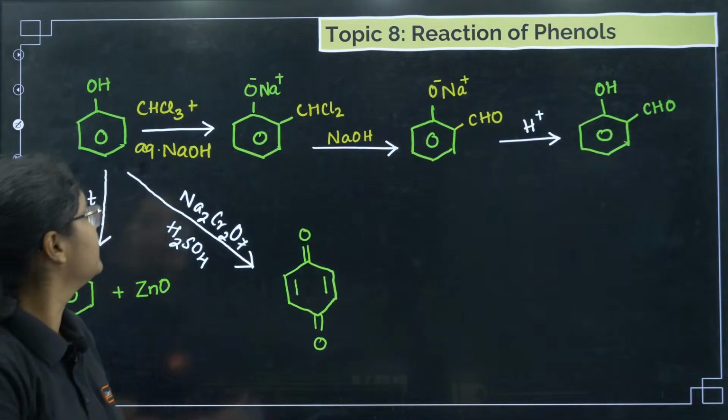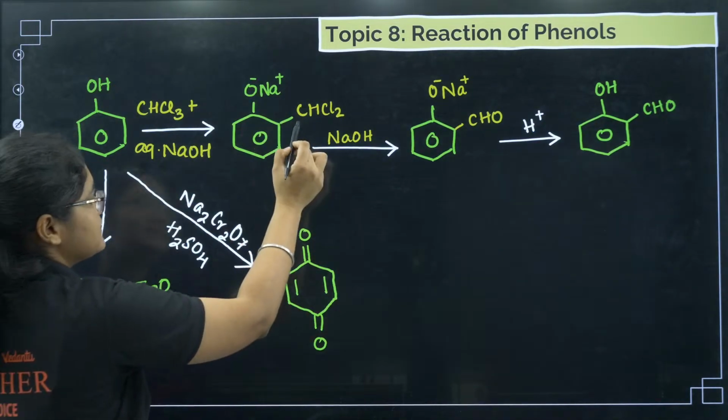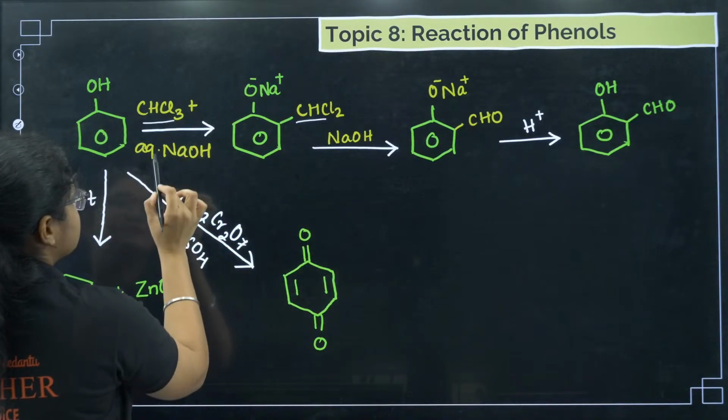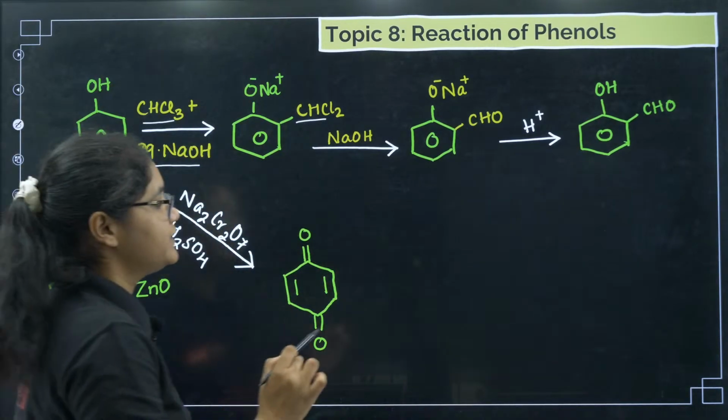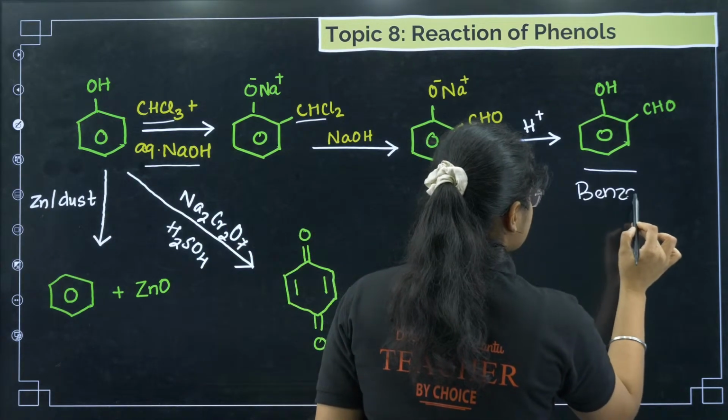Next, moving forward, if you take phenol with CHCl3 and aqueous NaOH, you get the O minus and CHCl2 intermediates. So first of all, if you take phenol with CHCl3 and aqueous KOH or NaOH, you will get benzaldehyde derivative. And what is the name of this reaction?